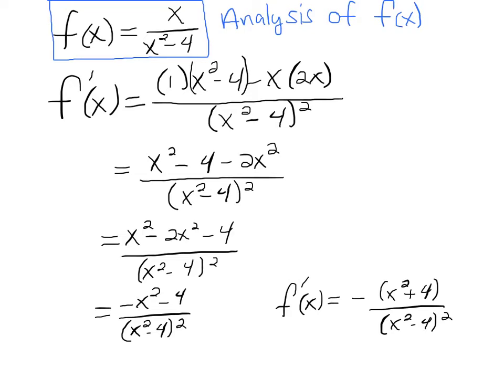So we take the derivative of the top, which is 1, the bottom left alone, minus the top left alone times the derivative of the bottom over the bottom squared. So that's the quotient rule. And then I'm going to do a simple simplification here, algebra. So 1 times x squared minus 4 minus x times 2x, which is minus 2x squared. Then I'm going to rearrange the terms. I'm going to take this 2x squared and bring it over here.